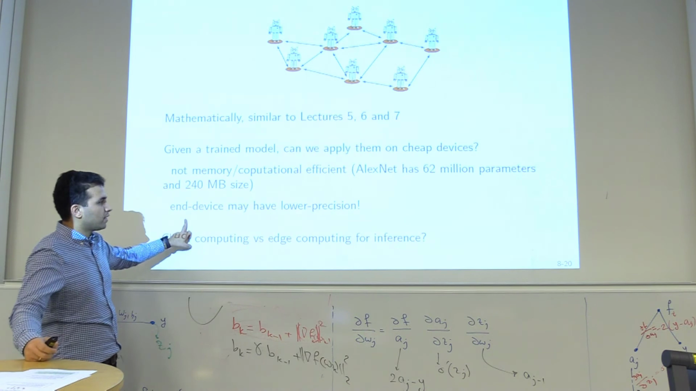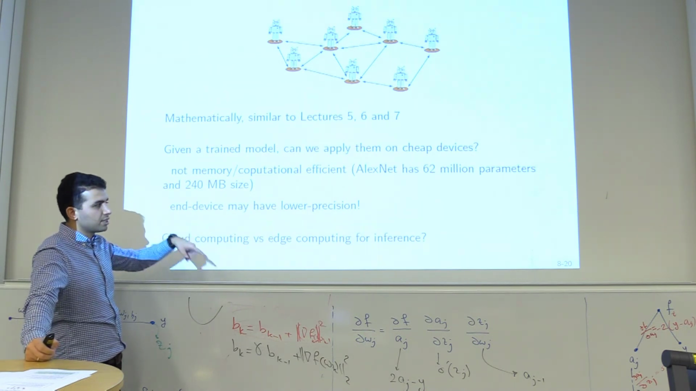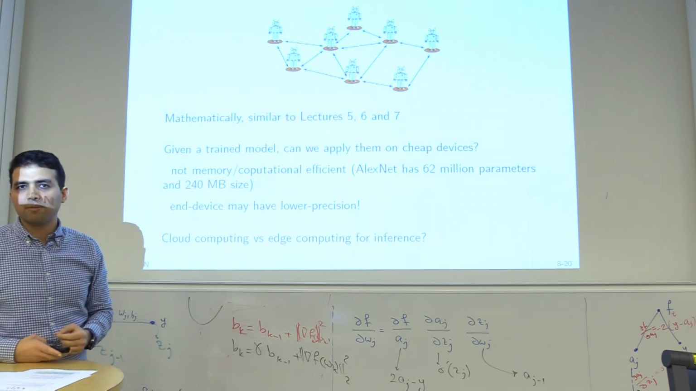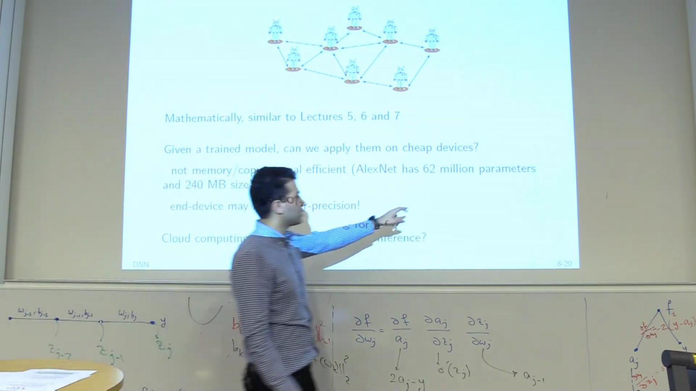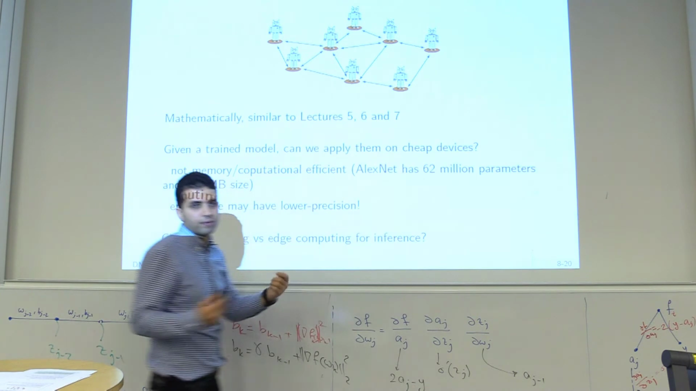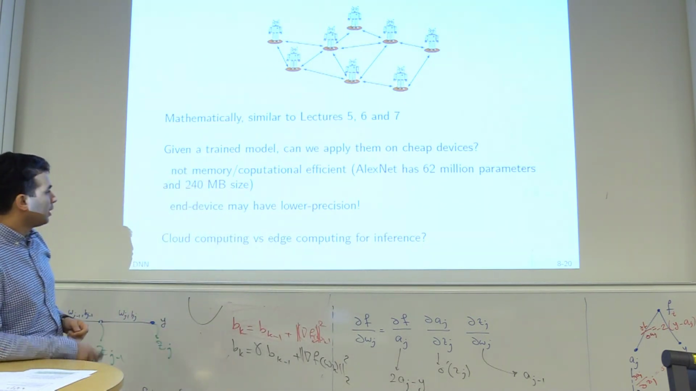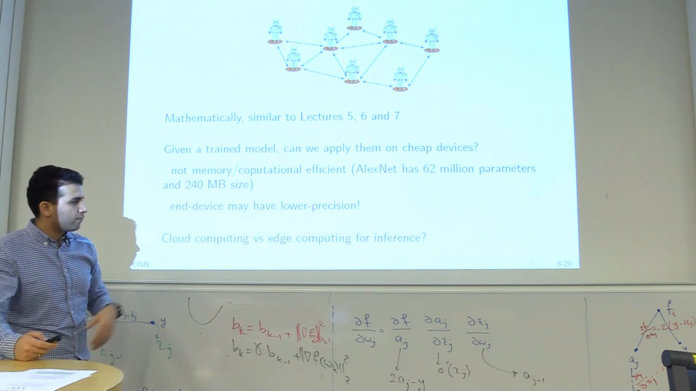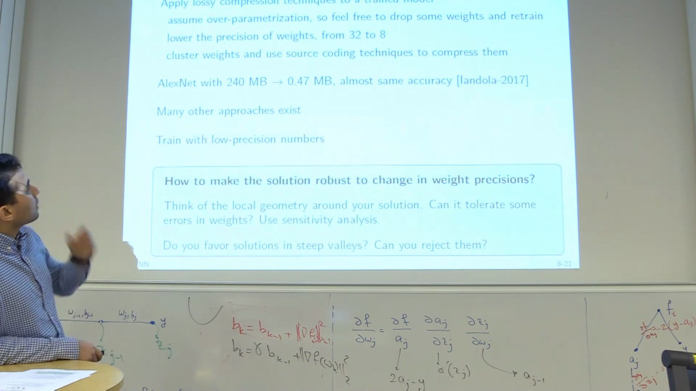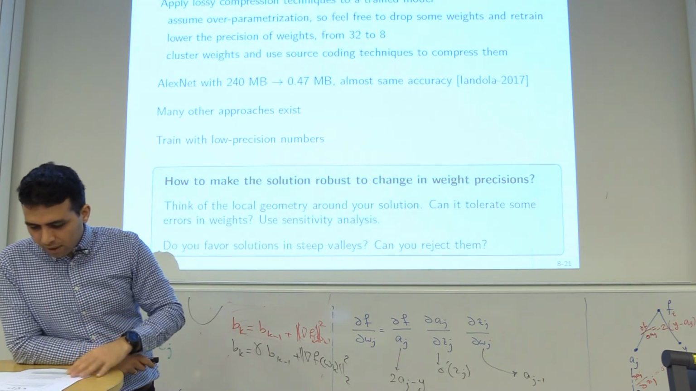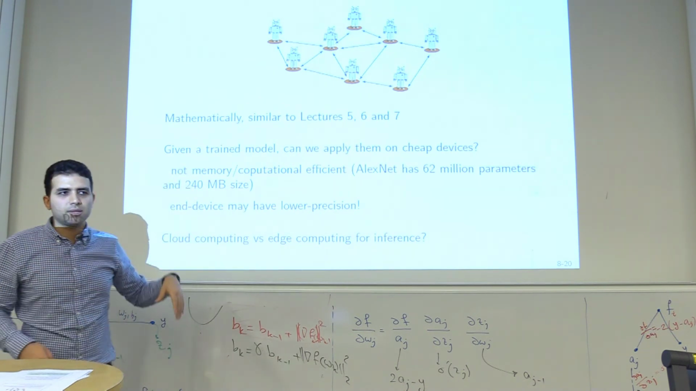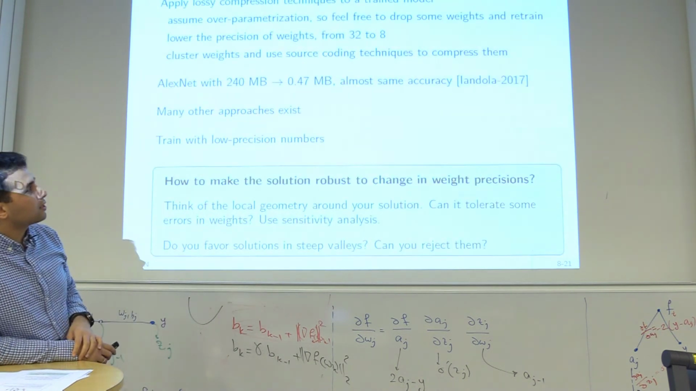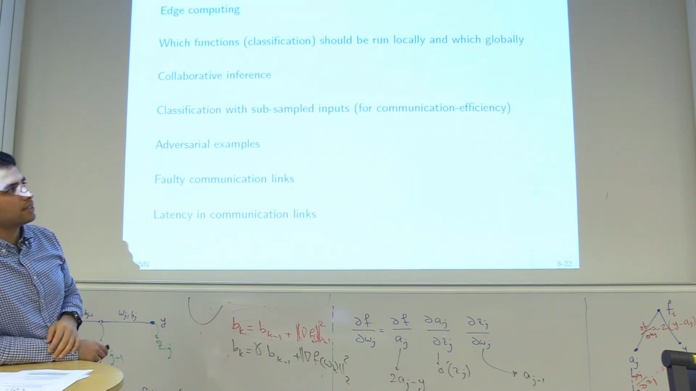Again, as I said, end devices may have lower precision. Some cameras, for example, may work with 8 bits, and these values are 32 bits. So how can we reduce that, make them compatible? And then finally, we'll not go through that anyway. Here, I'm just addressing the very first item, but there are lots of other problems that I really suggest you think about, and some of them are listed here.